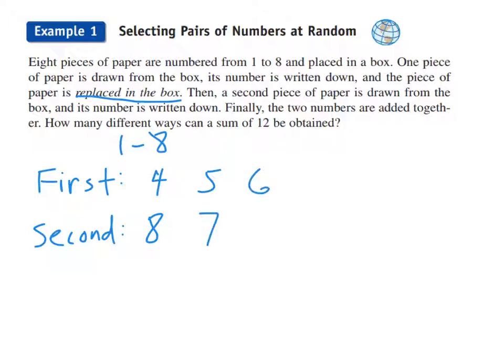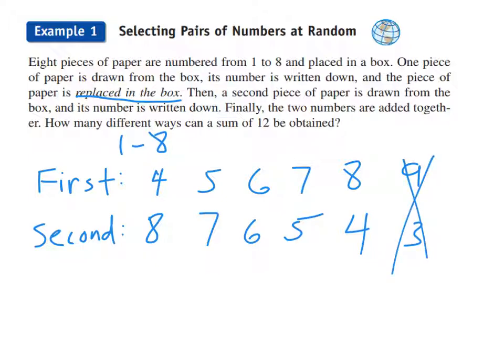5 and 7, 6 and 6, 7 and 5, 8 and 4. And again, I'm not going to consider 9 and 3 because that's not possible. Right? There is no 9 in the box. I can count all those up and say, all right, there's 5 different ways that could happen that we select the numbers and we get a sum of 12.